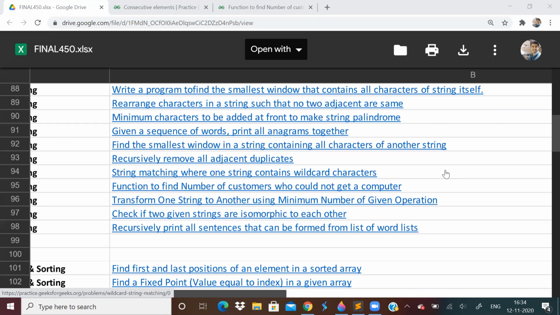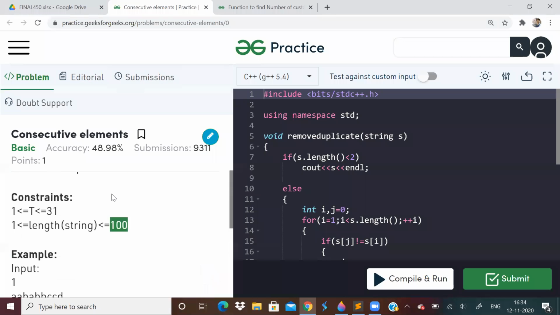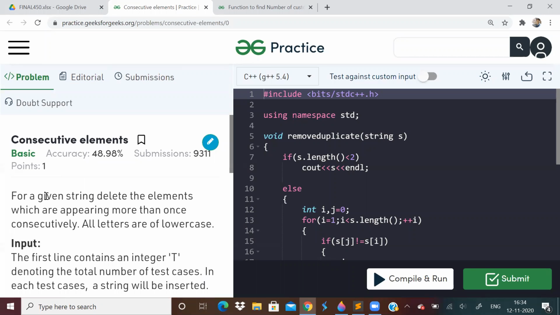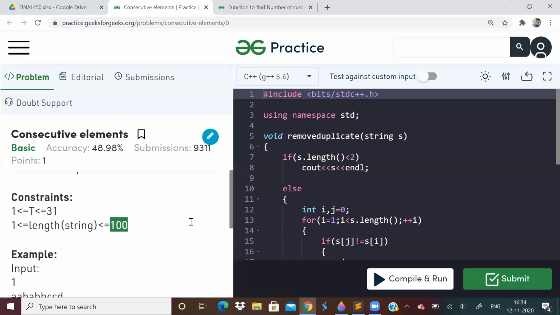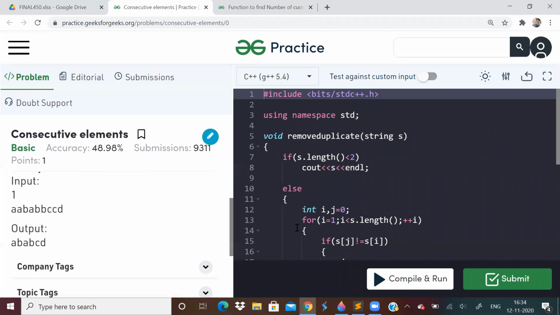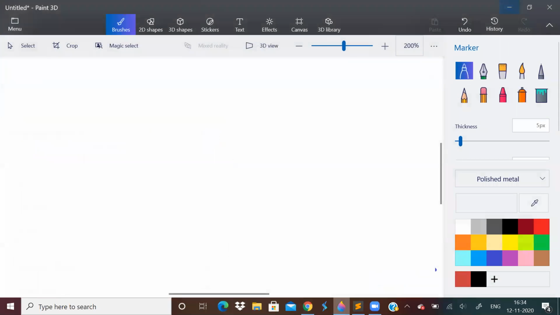And today, let us do two more problems. So the first problem is consecutive elements. For a given string, delete all the elements appearing more than once consecutively. So let us take an example first. Actually, this problem can be solved in a brute force manner, but how to reduce the time complexity to O of n and space complexity to O of 1? Let us see that.